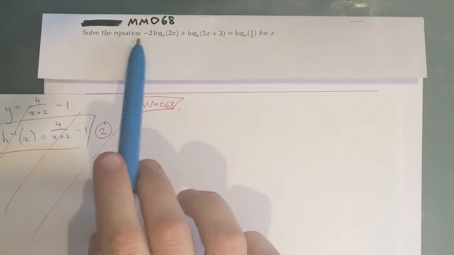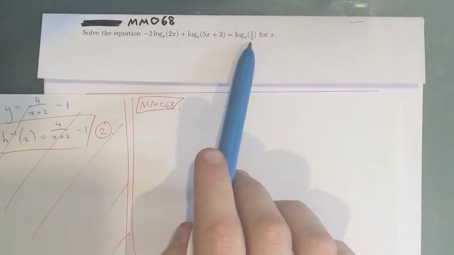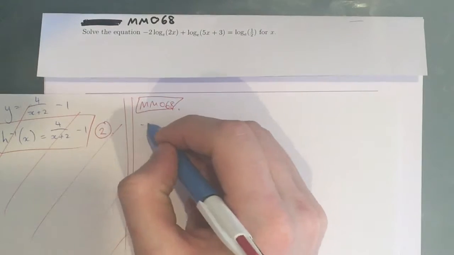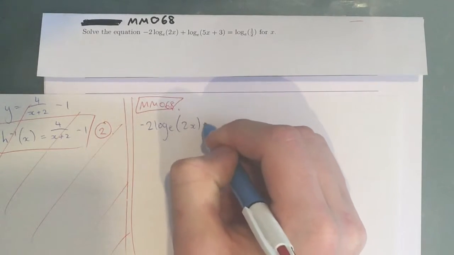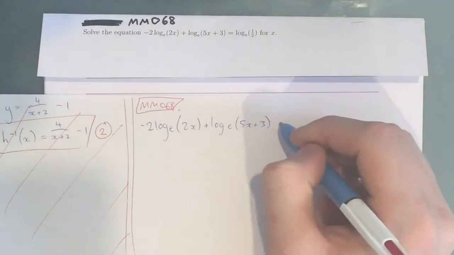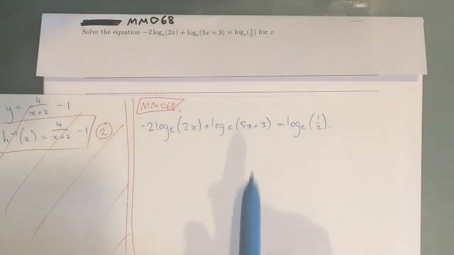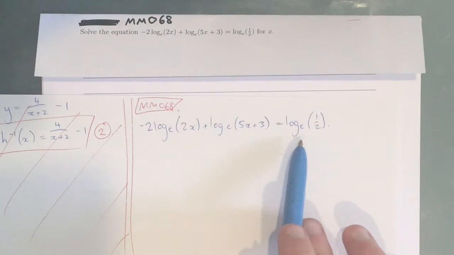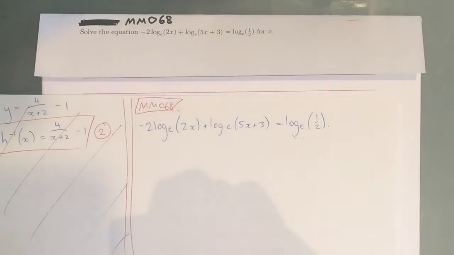So we've got: solve the equation -2 log e of 2x plus log e of 5x plus 3 equals log e of 1/2 for x. So let's start by rewriting the equation. -2 log e of 2x plus log e of 5x plus 3 equals log e of 1/2. Now our goal here is to get one log on one side and one log on the other side, because then we can compare the logs and make the brackets equal each other. So what's our first step?